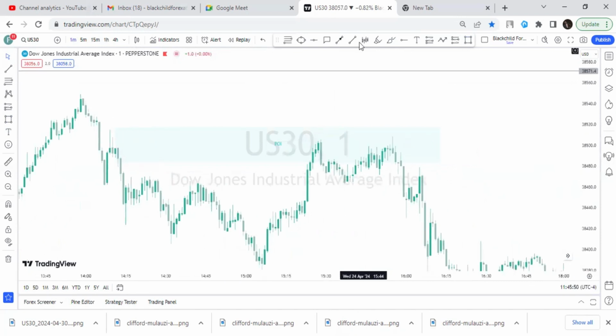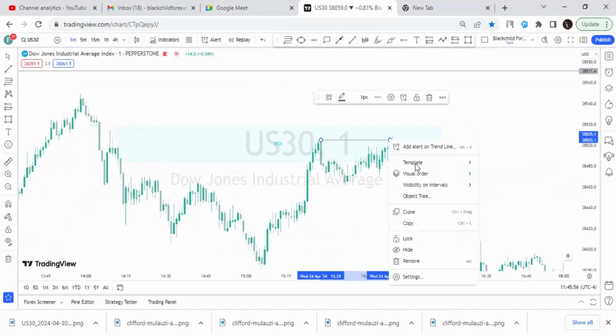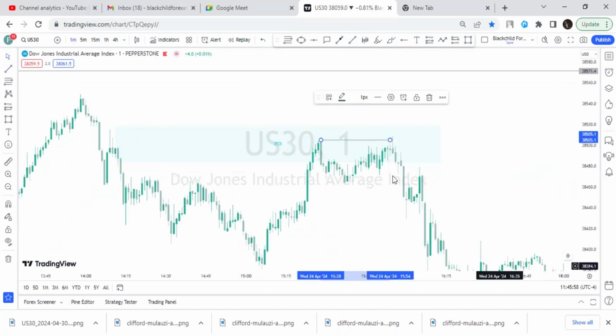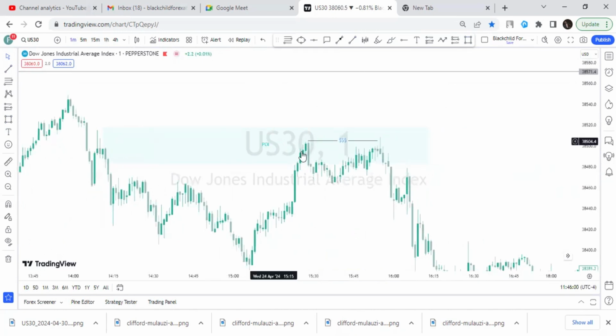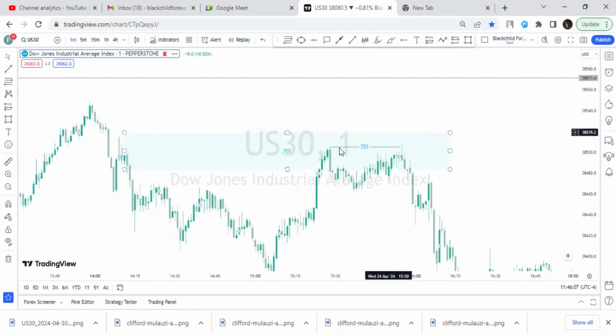What did the price do? Price came and then printed a high. And then what happened to that high that was printed? Price grabbed liquidity. So right now, simply because price has come into this area, we're not supposed to enter a trade. No, we're supposed to wait for liquidity to be grabbed on both sides, and then we should be comfortable to enter a trade.